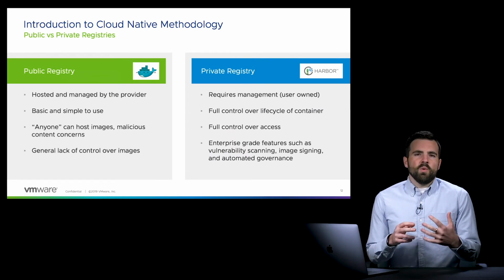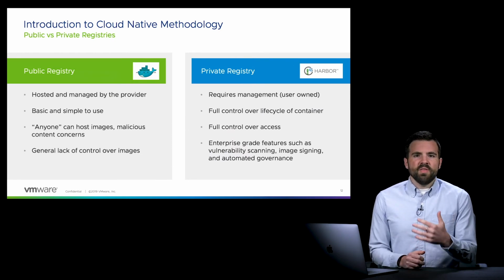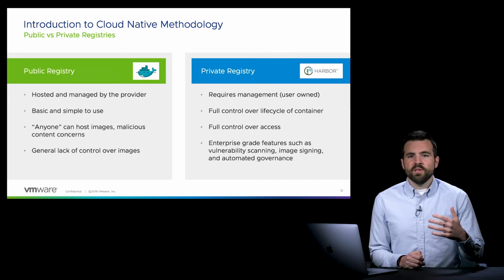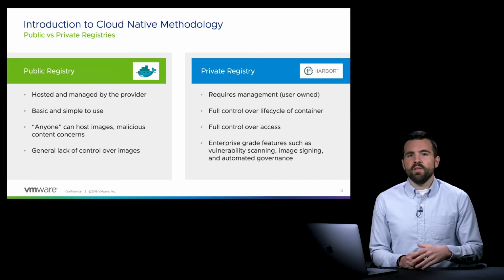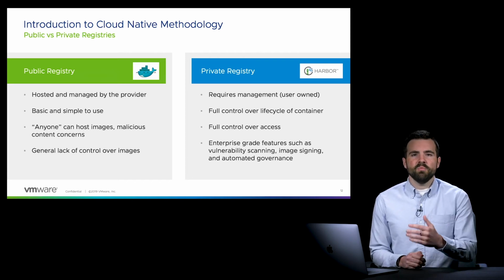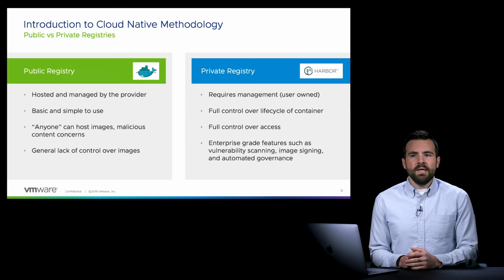Now, Harbor is what we call a private registry. This is something that we as an enterprise manage and control on-prem. But there's also public registries out there. The most prominent of those is Docker Hub. This is the default registry for the Docker daemon. So if you do a Docker pull without configuring a private registry in Docker, it pulls from the public registry.